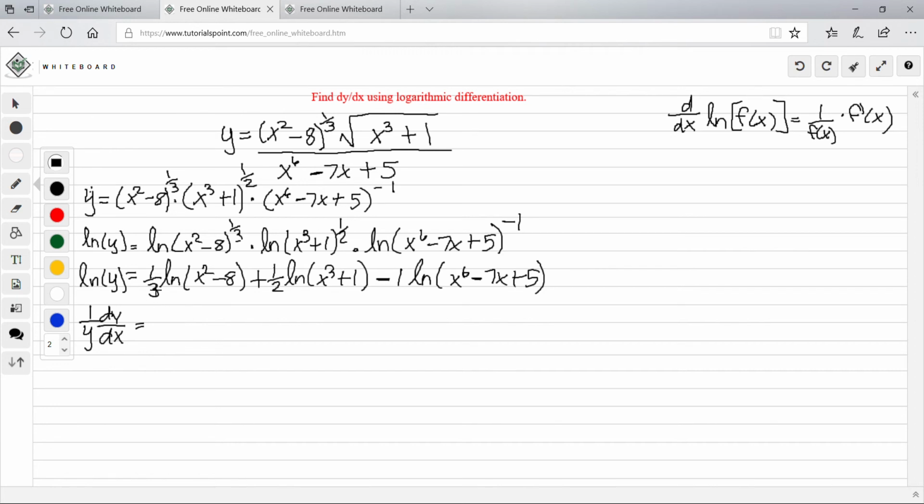And then the derivative, so for this part, 1/3 ln, the derivative of that, we have to use this rule. So don't forget the 1/3, so it's 1 divided by x squared minus 8 times the derivative of x squared minus 8, which is 2x.